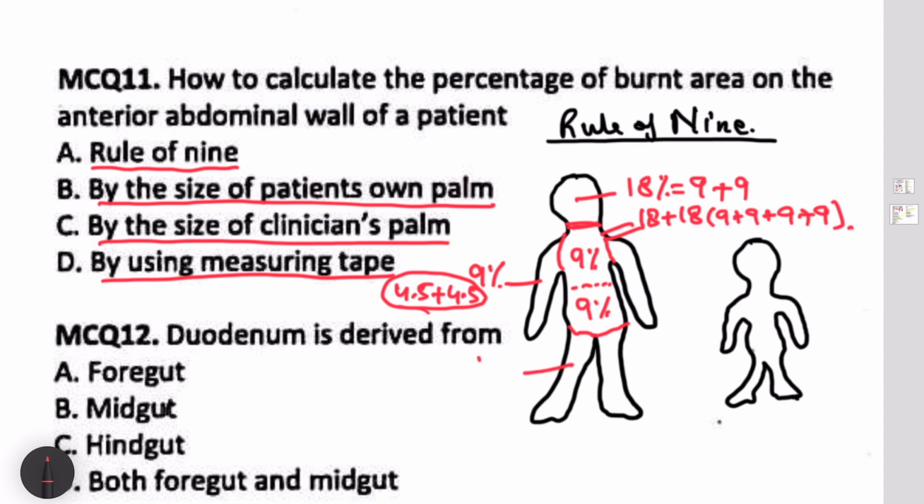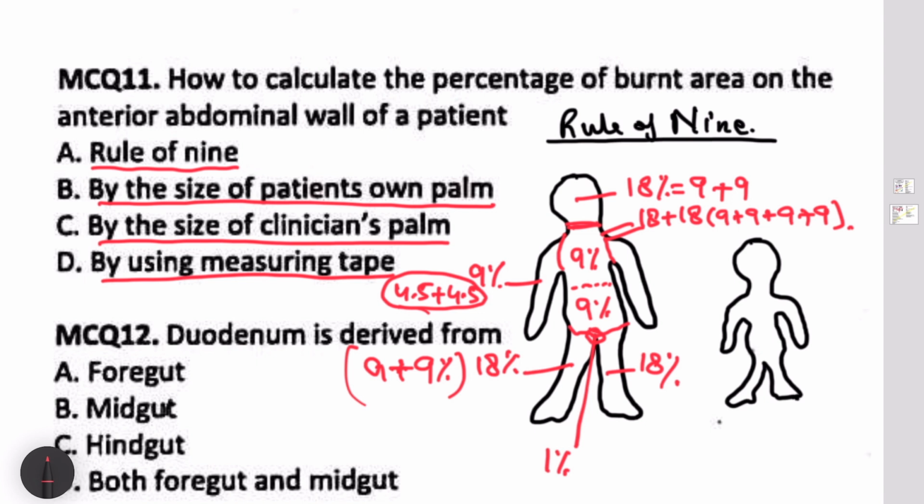Lower limbs is 18%, and that is 9 plus 9, front and back, right? So same for both sides, it will be 18%. The remaining 1% is said to be of genitalia. However, some authors consider 1% to be of the neck region also.